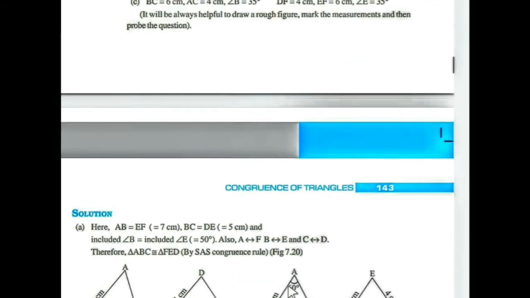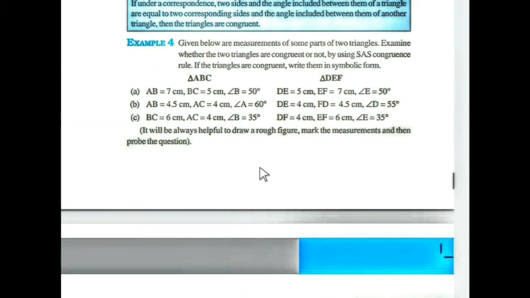Okay. Now the third one we will see. BC equal to 6 cm, AC equal to 4 cm, angle B is 35 degrees. DF is equal to 4 cm, EF is equal to 6 cm, angle E is 35 degrees. So what we can see here, BC is 6 cm, EF is 6 cm, so both are of equal measure. AC is 4 cm, DF is 4 cm, so both are equal measure. Angle B is 35 degrees, angle E is 35 degrees. Both are of equal measurement.